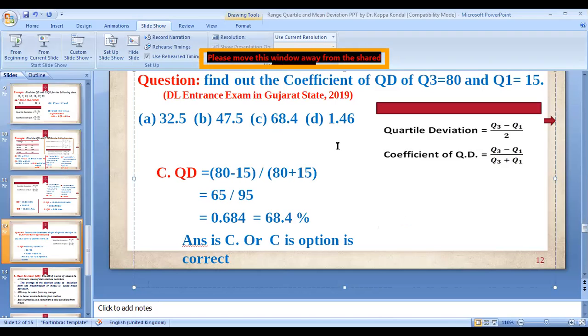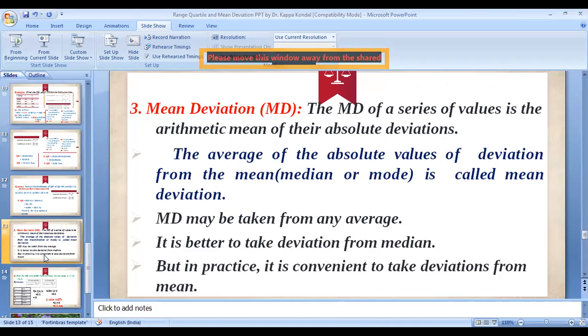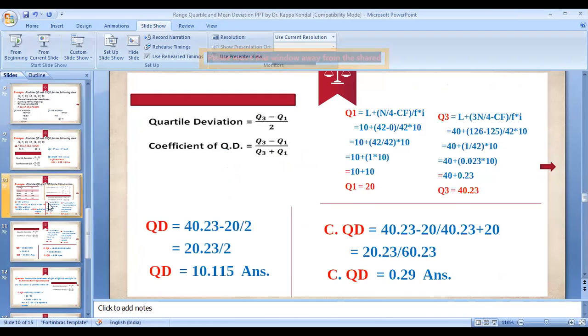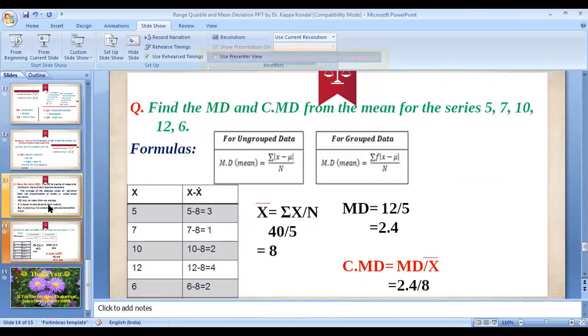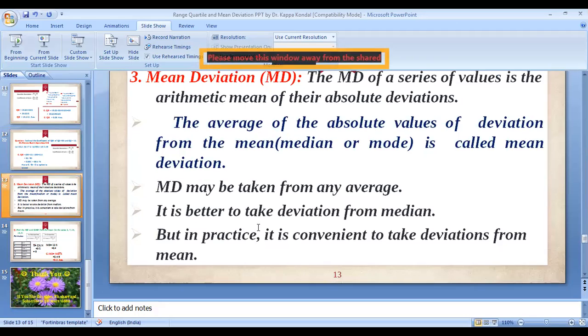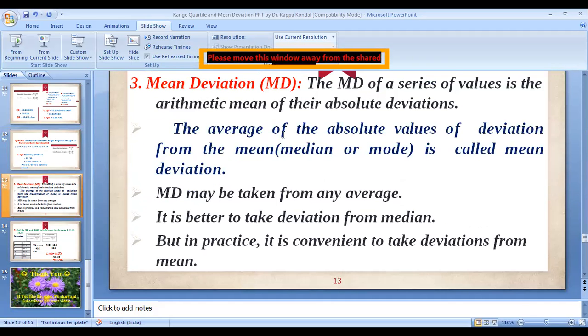Okay, almost no time is left, only a little. So we may not be able to cover mean deviation. It will take more time, with 2 more slides. So tomorrow we will discuss mean deviation because the time does not permit.